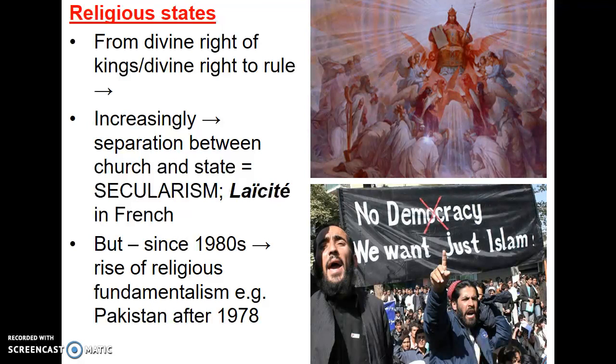However, since the 1980s, there's been a resurgence or rise of religious fundamentalism, especially in Pakistan after 1978. You can see in the slide, no democracy, we want just Islam. In these kinds of societies, we've noticed them before, Islamic states, religion is everything. You know the word Sharia law.